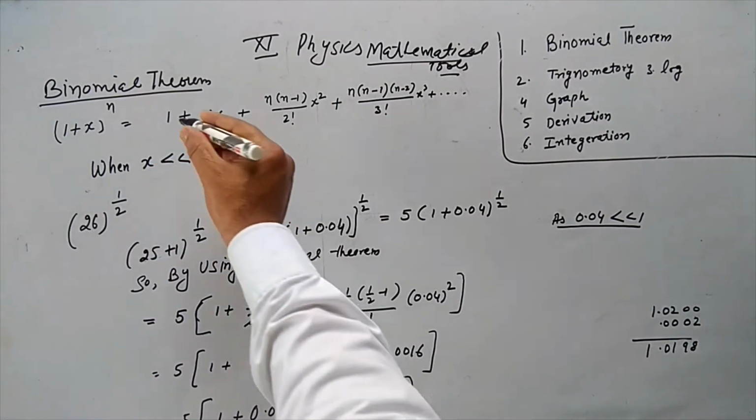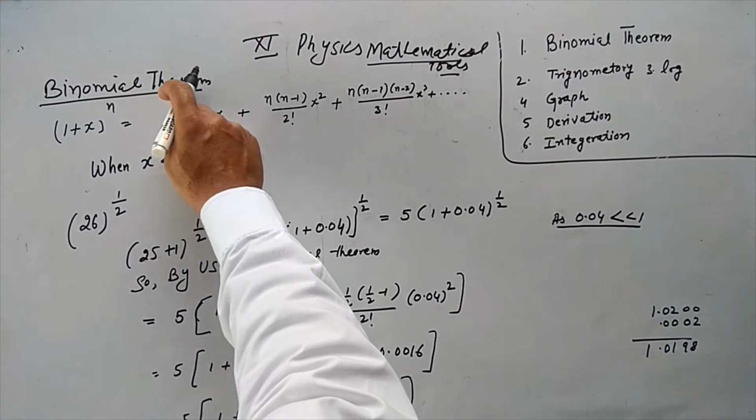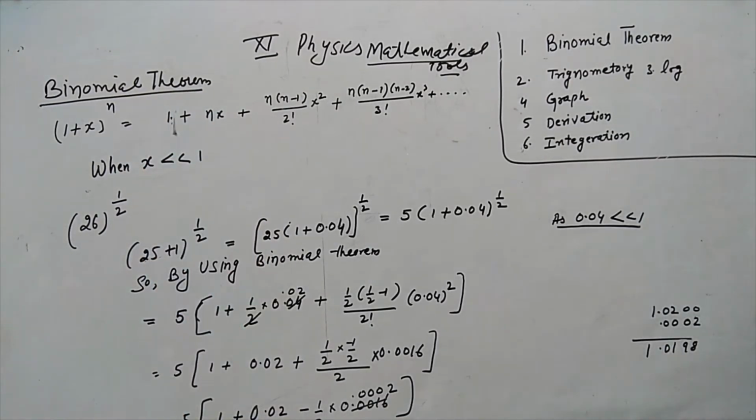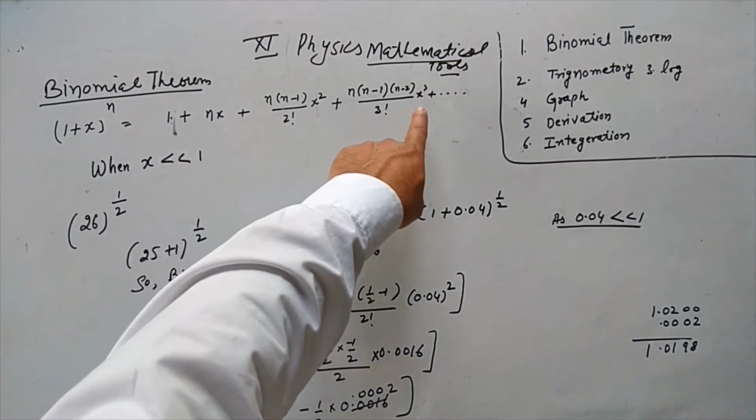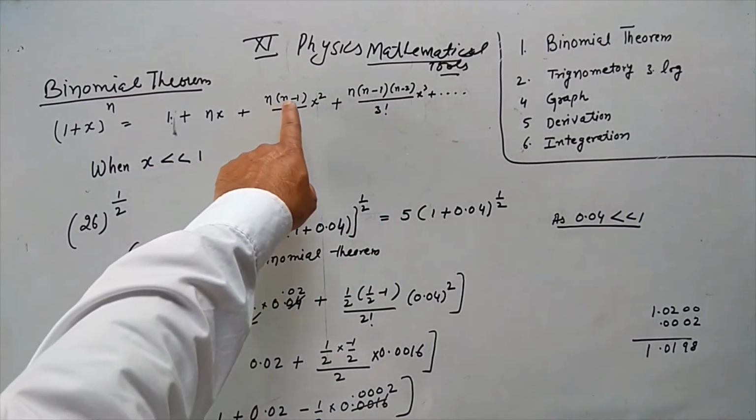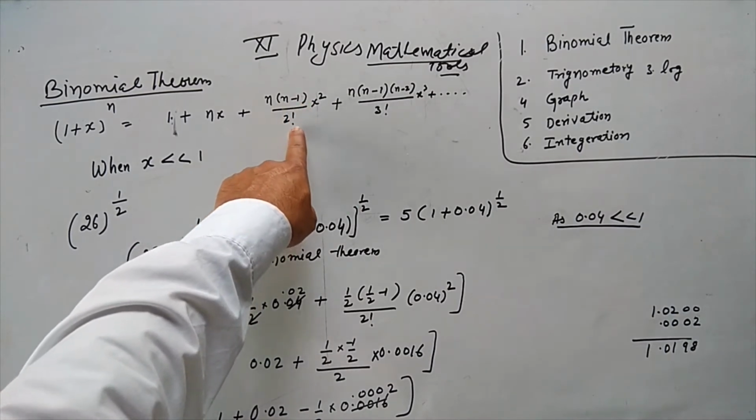In fact, in the first term, the power is 0. That we are not writing. x to the power 0 means 1. In this, x to the power is 1. Here is x to the power 2. Here is x to the power 3. n into n minus 1 over 2 factorial.